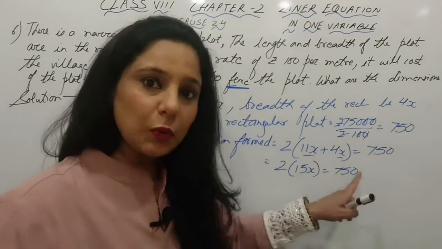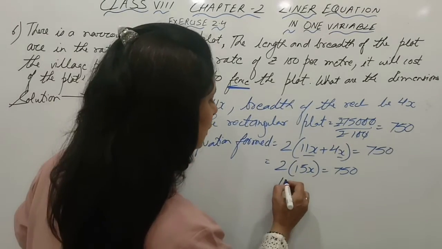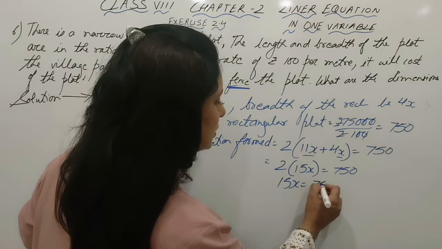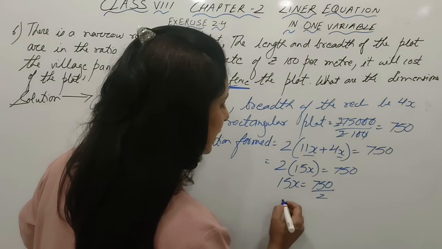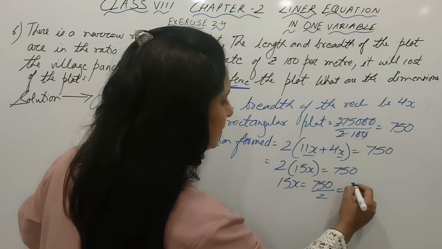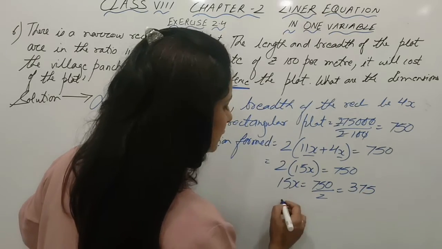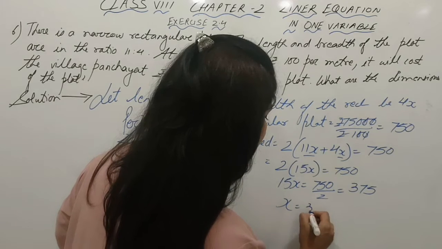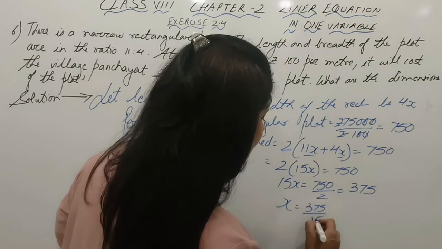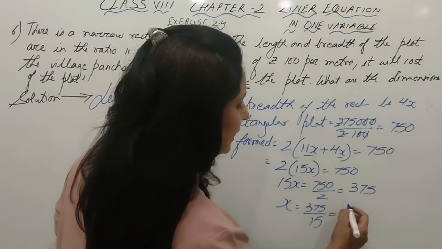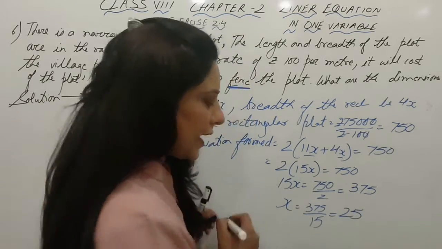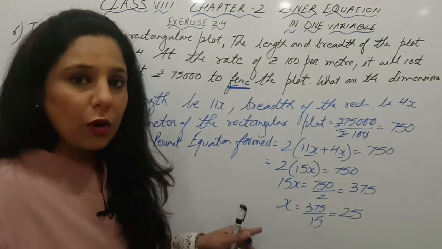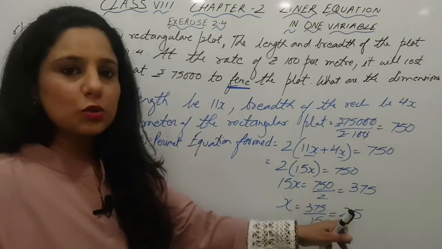We can transpose this 2 there. So it will become 15x is equal to 750 divided by 2. So that will give us 375. So now again we will transpose that 15 to the other side and it will give us 375 divided by 15, which gives us 25. So what is the value of x? The value of x is 25.